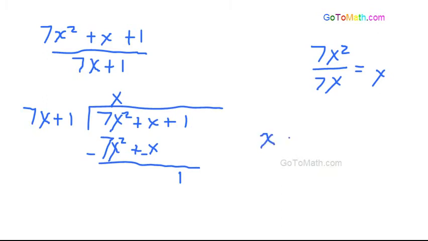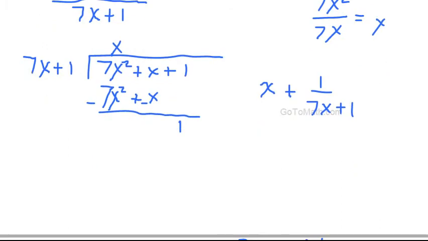So we end up with x plus 1 over 7x plus 1. Now to check our work, we can take this, multiply this by 7x plus 1, that gives us 7x squared plus x, and then plus 1 over 7x plus 1. Okay. Looks like that all works out.